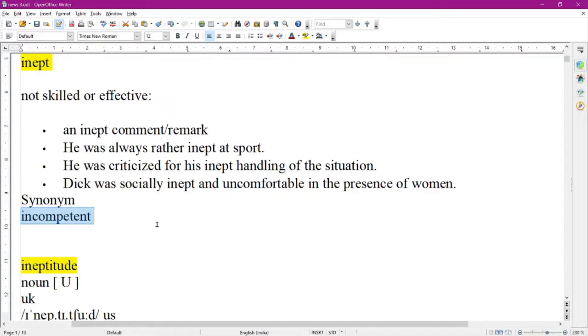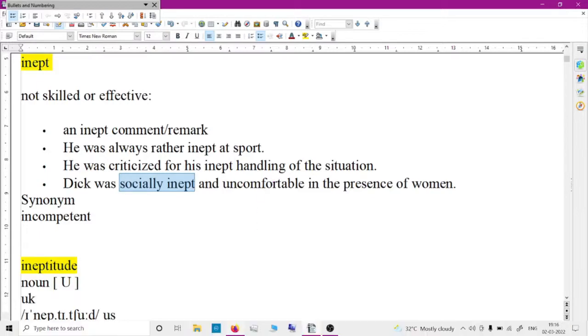So let's read the sentences for unskillful. An inept comment or remark. He was always rather inept at sport. He was criticized for his inept handling of the situation. Dick was socially inept, uncomfortable in the presence of women.